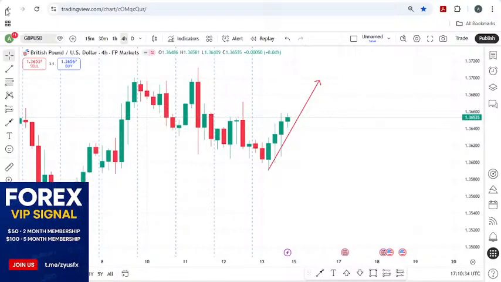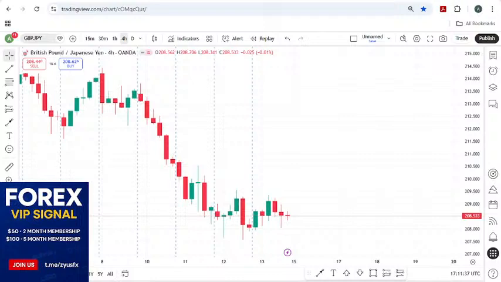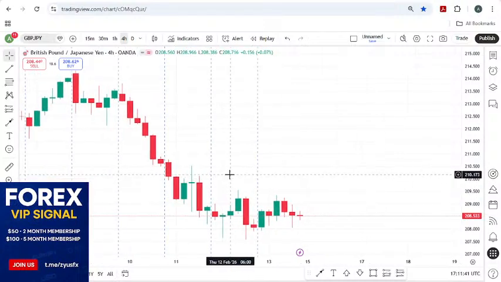We are on pound USD. Want to analyze pound JPY. Let's go back to pound JPY. So we're on pound JPY. So we're on the 4-hour time frame.